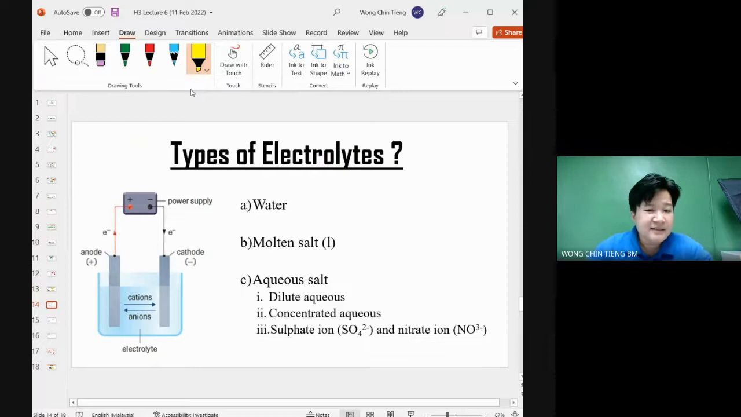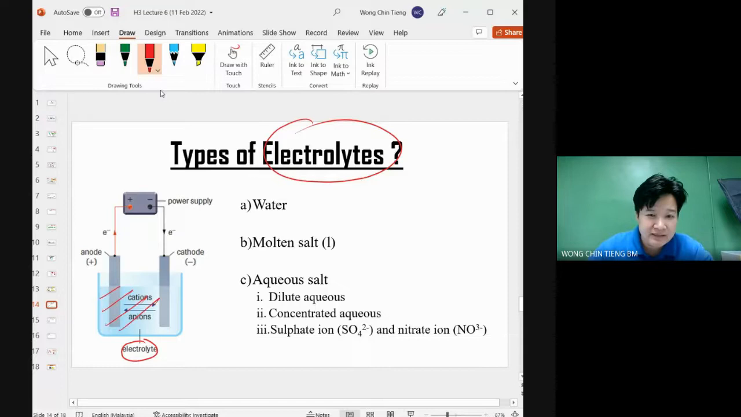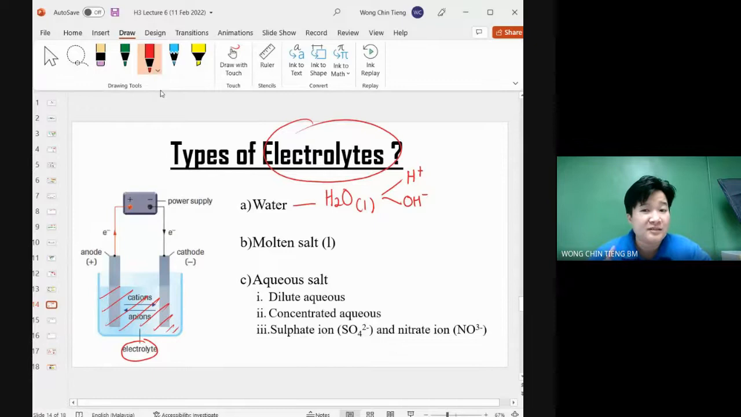Next. Tadi kita ada type of electrodes. Faktor yang menyebabkan kita nak pilih ion mana. Siapa yang akan menyebabkan kita ada lebih daripada satu ion adalah electrolytes. Siapa yang duduk dalam solution kita ni. Alright. Kita ada tiga jenis. Satu adalah water. Hanya H2O liquid. Bermakna saya hanya ada H+, saya hanya ada OH-. Tak ada isu. Satu ion je.